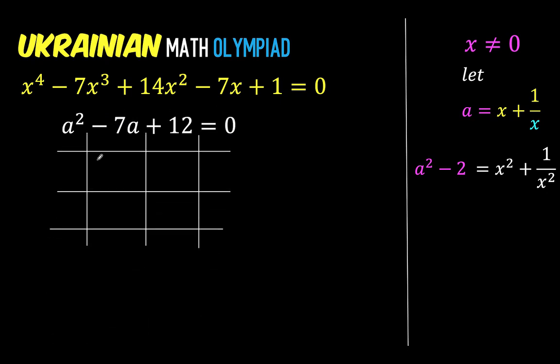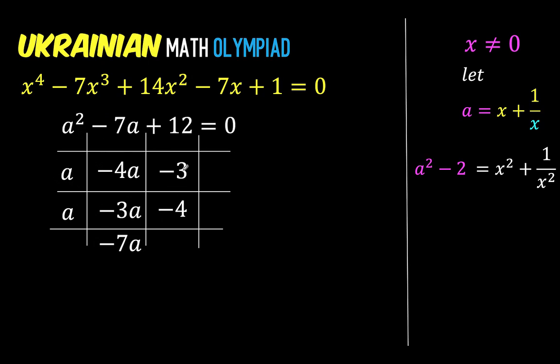So using the tic-tac-toe method, the factors of a squared are a times a. The factors of 12 that will result to negative 7 when added are negative 3 and negative 4. Or it could be other combinations. To check what are the right combinations, let's multiply. A times negative 4 gives us negative 4a. A times negative 3 gives us negative 3a. And negative 4a plus negative 3a is negative 7a, which is exactly this middle term here. So we know now what are the factors.